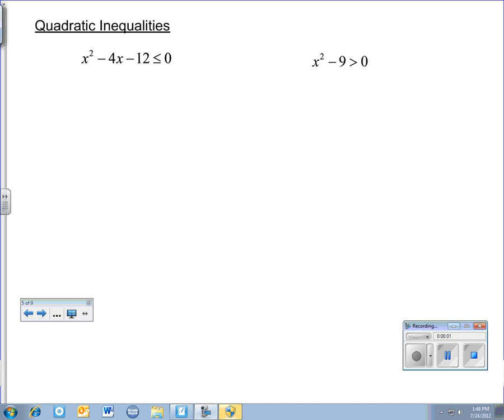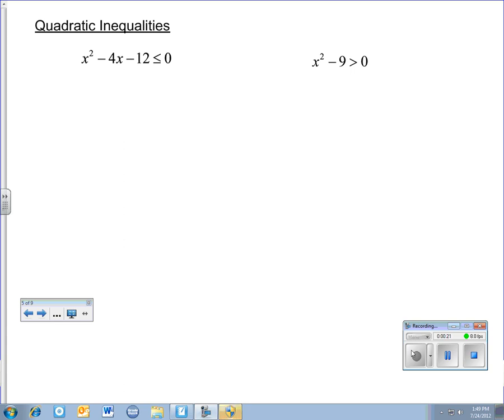Solving quadratic inequalities is just like solving quadratic equations, except it's an inequality and we are going to get an answer in inequality form. We can graph our answer on a number line and so on. But first you want to treat it like a regular old quadratic. Our first example: x squared minus 4x minus 12 less than or equal to 0.